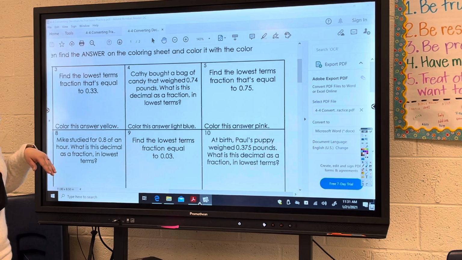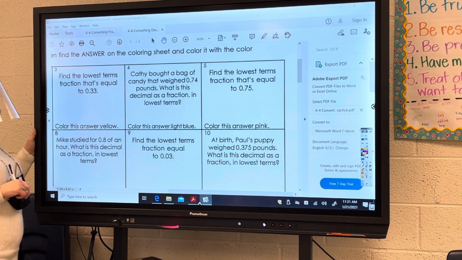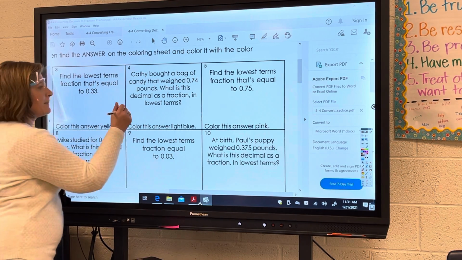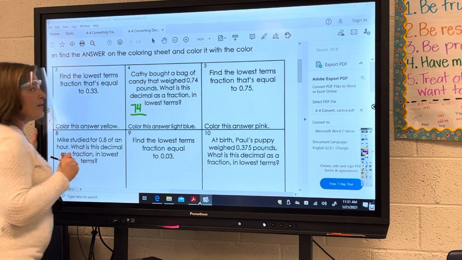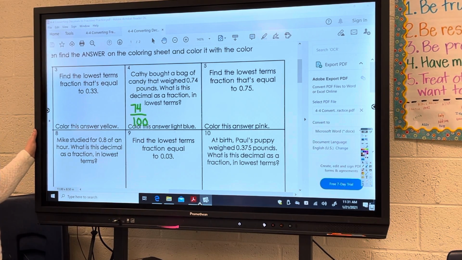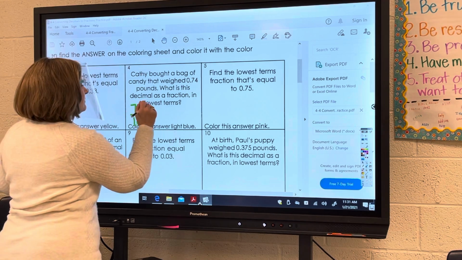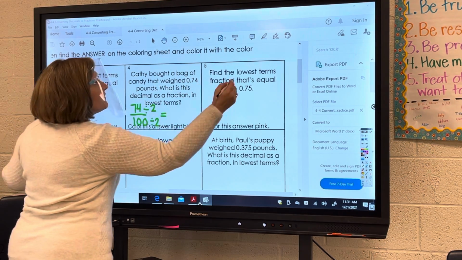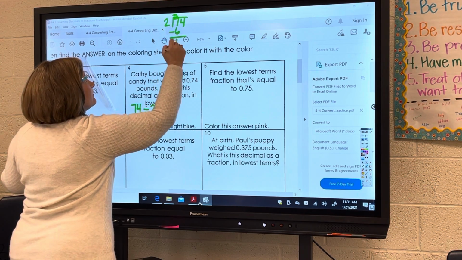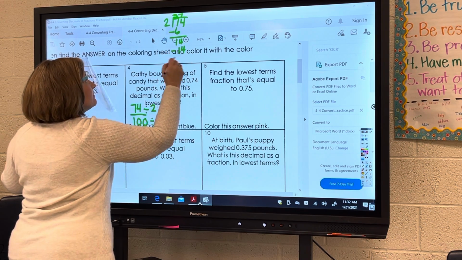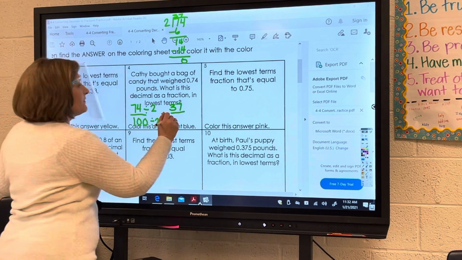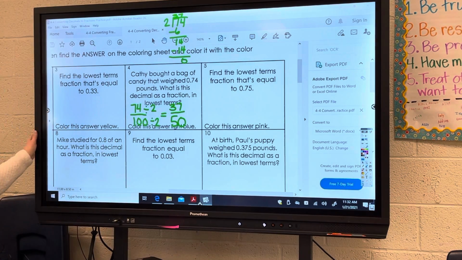Kathy bought a bag of candy that weighed 74 hundredths pounds. What is this decimal as a fraction in lowest terms? So what's going to go on the top? 74. What's going to go on the bottom? 100. Can I simplify? Yes. What can I divide 74 and 100 by? 2. 74 divided by 2 is what? 37. 100 divided by 2 is 50. Can we go any lower? No.